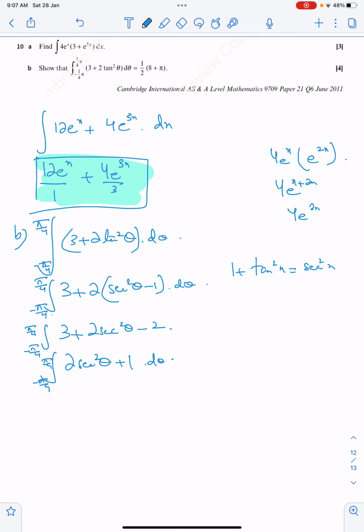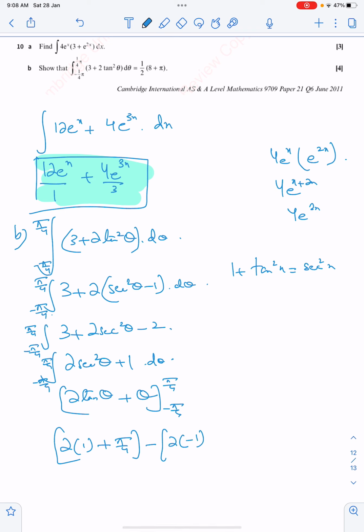Let's integrate this 2 sec square theta, so it will be 2 tan theta. The integration of sec square is tan. 2 tan theta plus theta. Now I have to apply the boundaries of pi by 4 and negative pi by 4. We know tan of pi by 4 is 1, so 2 into 1 plus pi by 4, minus tan of negative pi by 4 is negative 1 obviously. So 2 into negative 1 minus pi by 4. 2 plus pi by 4 plus 2 plus pi by 4.